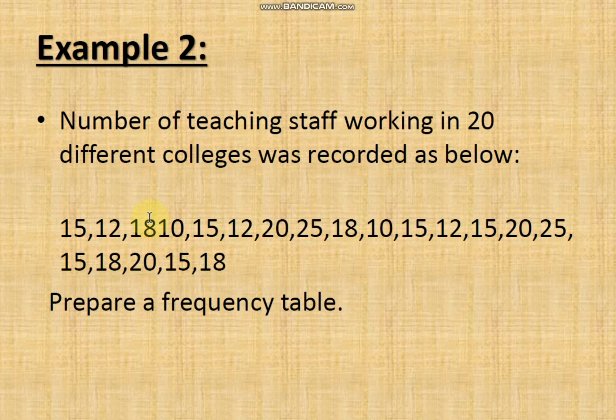In the third college it is 18. In the fourth college it is 10. There is a comma missing here. Assume that there is a comma there. The fourth college has 10 teachers. The fifth college has 15 teachers. The sixth college has 12 teachers.